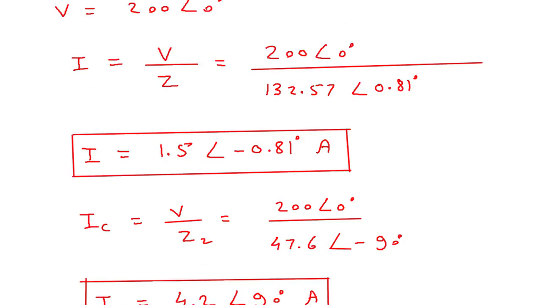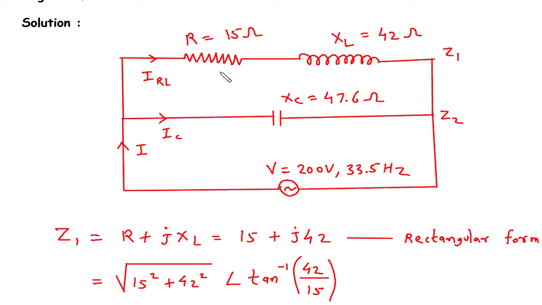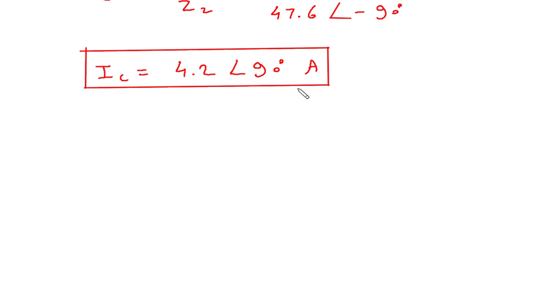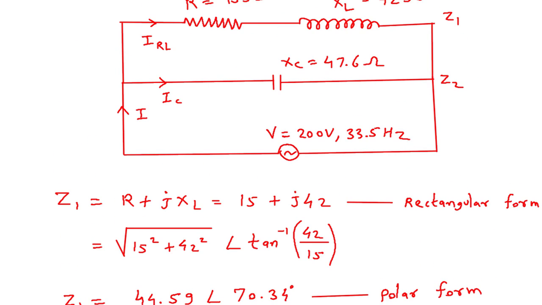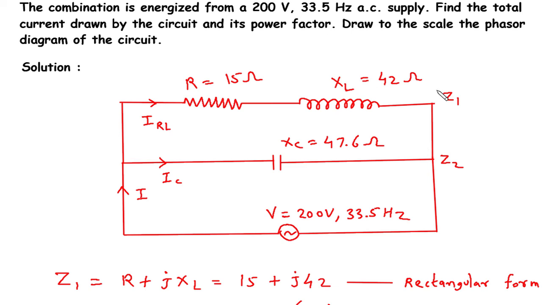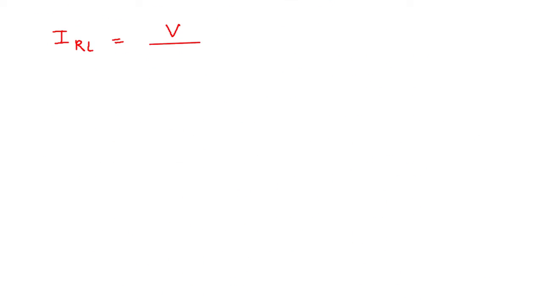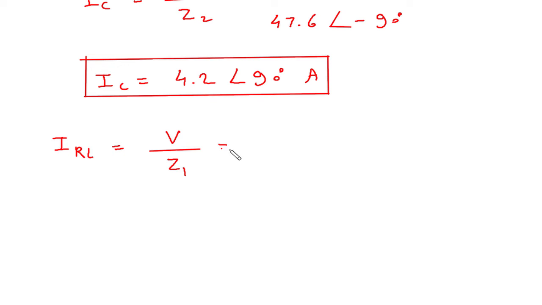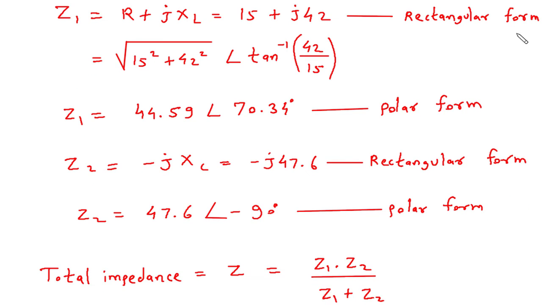Then next we can find the value of current IRL. So current IRL will be equal to again V divided by Z1, because for this RL branch the impedance is Z1. Again the value of voltage V is 200 at an angle of 0 degree divided by Z1 in polar form. So Z1 in polar form is this value.